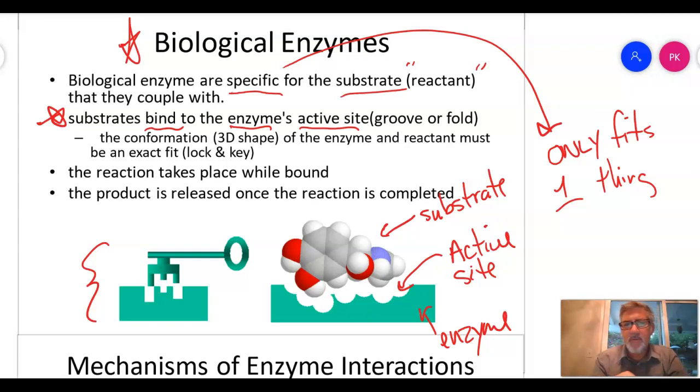So we talked about conformation, remember. The conformation, or the 3D shape of the enzyme, must be an exact fit like a lock and key. Remember that 3D shape is our tertiary conformation. So primary is our string of amino acids, right? Secondary are my alpha helices and my beta pleats, right? And the tertiary is my three-dimensional structure of it.